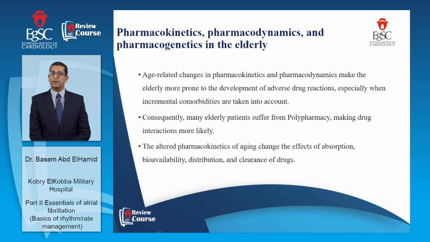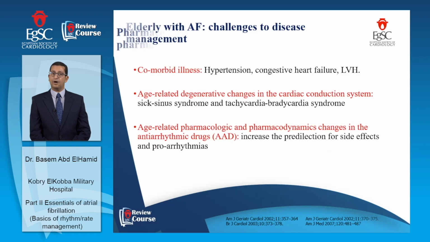We know that with old age, the pharmacokinetics, pharmacodynamics, and pharmacogenetics are different in the elderly. Age-related changes in pharmacokinetics and pharmacodynamics make the elderly more prone to adverse drug reactions, especially when incremental comorbidities are taken into account. Consequently, many elderly patients suffer from polypharmacy, making drug interactions more likely. The altered pharmacokinetics of aging change the absorption, bioavailability, distribution, and clearance of the drug.